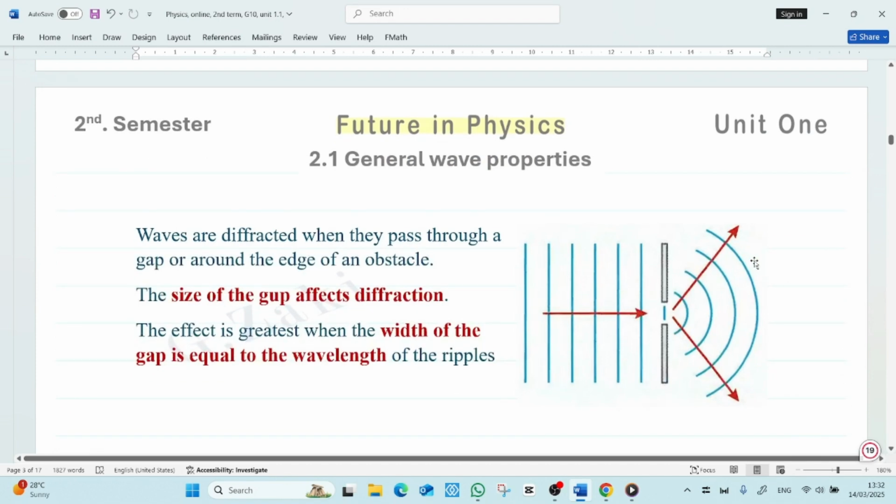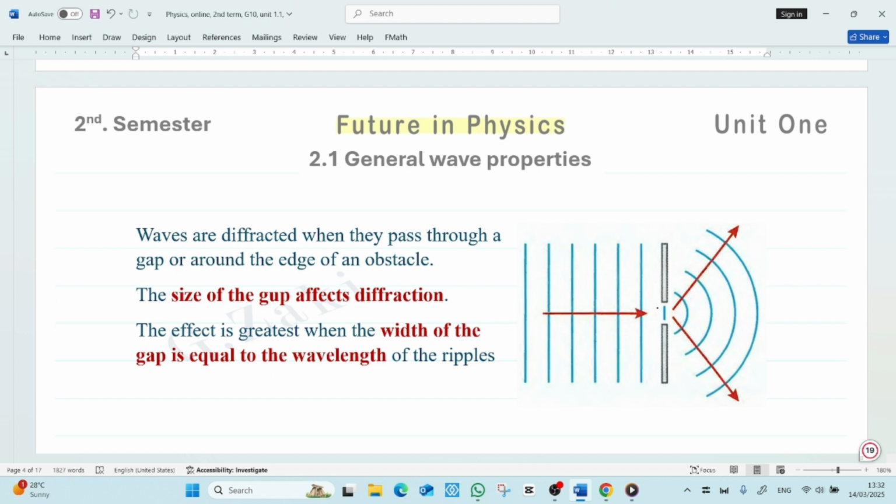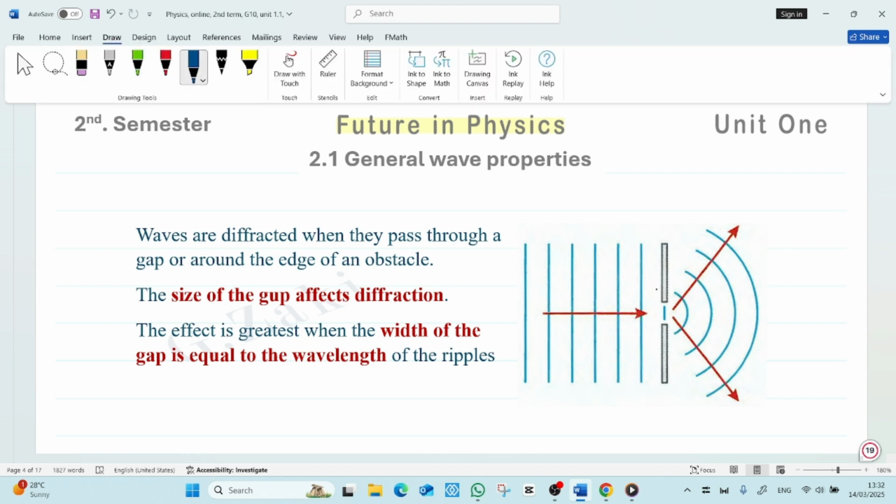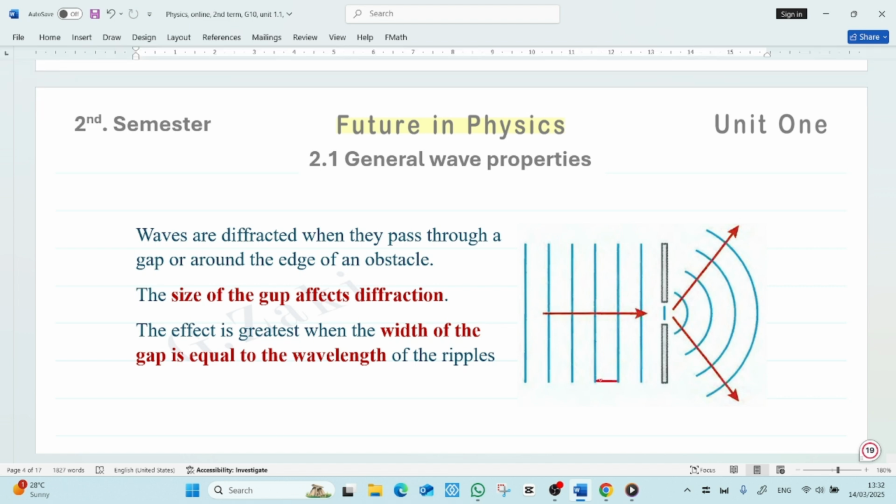Now this is the diffraction. The diffraction depends on the relation between the gap width and the wavelength. So this is the wavelength, lambda, and this is the gap. When the gap width equals the wavelength, then the diffraction will occur.